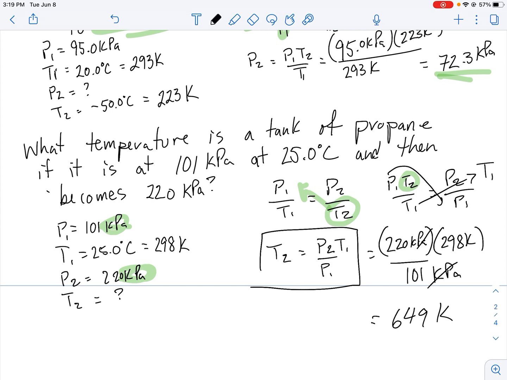Sounds huge, and that's hot, but it makes sense. If my pressure has more than doubled, my temperature must have also basically doubled. And if I wanted this in degrees Celsius, this will be 376 degrees Celsius, because to go from Kelvin to degrees Celsius, I subtract 273. Hopefully this helps you out.